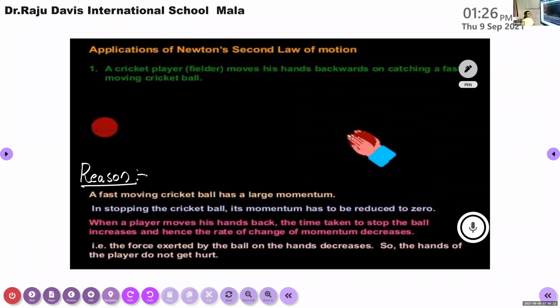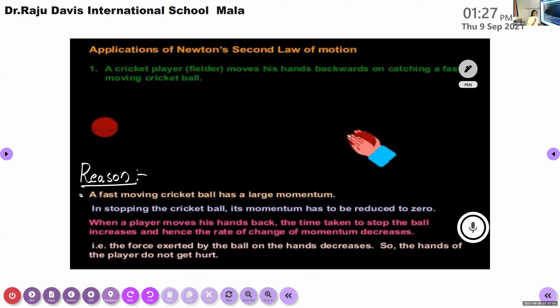A cricket player moves his hands backwards on catching a fast moving cricket ball. The reason: a fast moving cricket ball has a large momentum, because the cricket ball possesses a large mass, and it also comes from a large distance. The velocity possessed by the cricket ball is also large. We know that momentum is the product of mass and velocity. Mass and velocity are directly proportional to momentum.